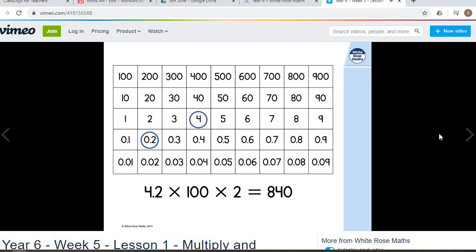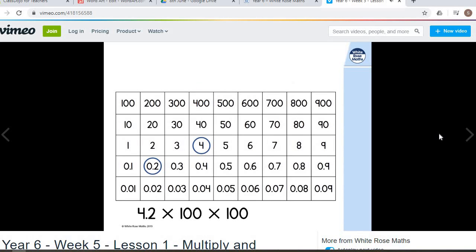Dora said it wouldn't be that. It would be 4.2 times 2, then times 100. Well, let's do that then. So 4.2 times by 2, let's double 4, which would be 8. Double 0.2, which would be 0.4. And then let's times it by 100. Oh, they're the same. So actually both of their methods got the same answer. Let's see if they're correct.